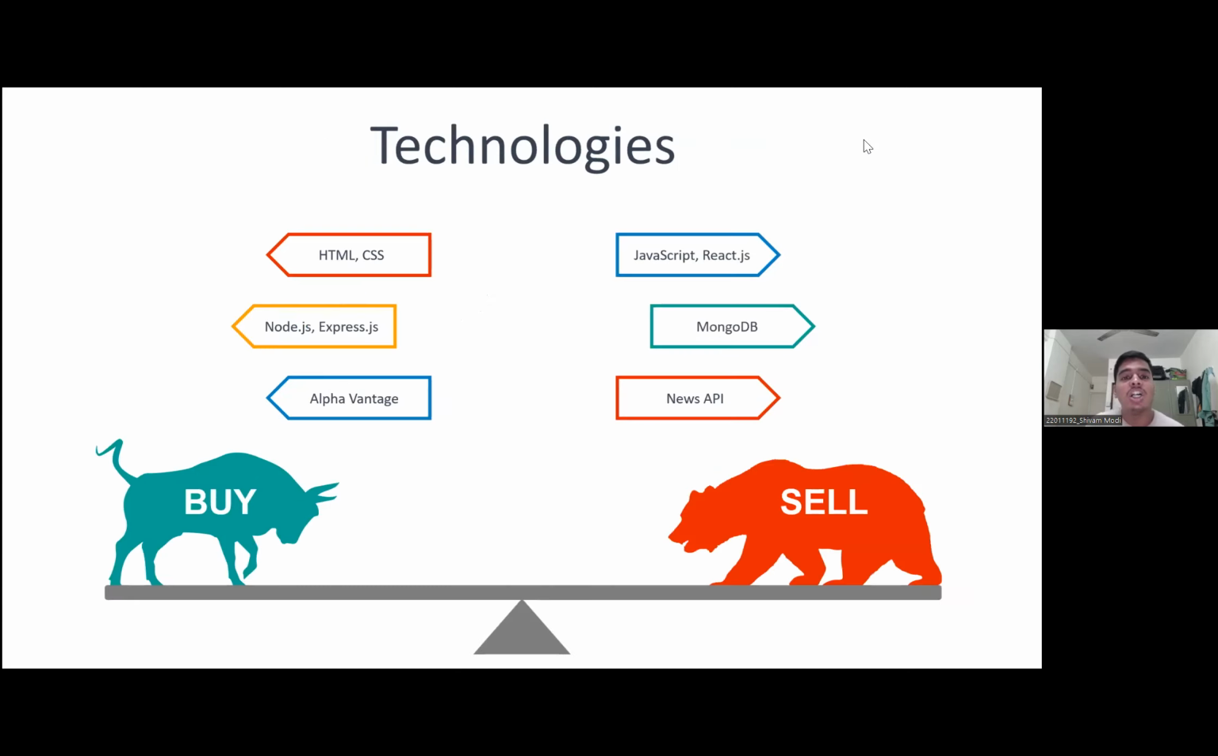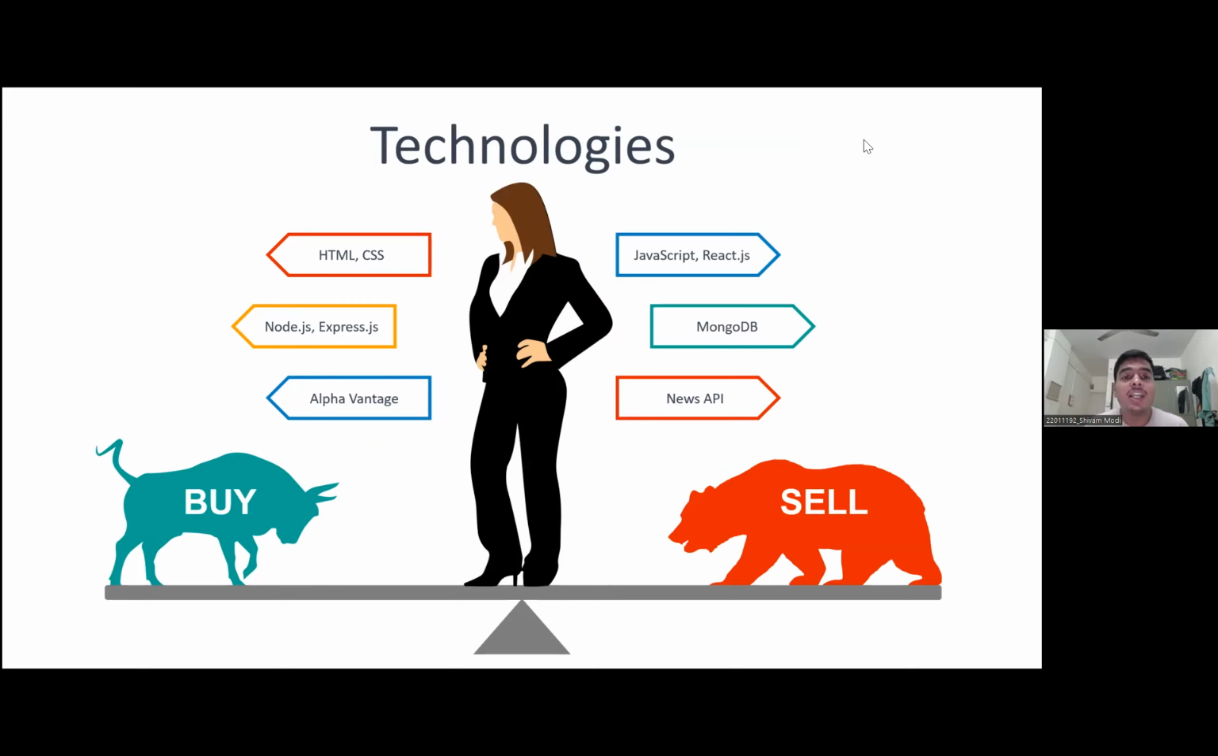usability on the go. Coming to the technologies which we will be using in the project, for the front end side, we will use HTML, CSS, JavaScript, and React.